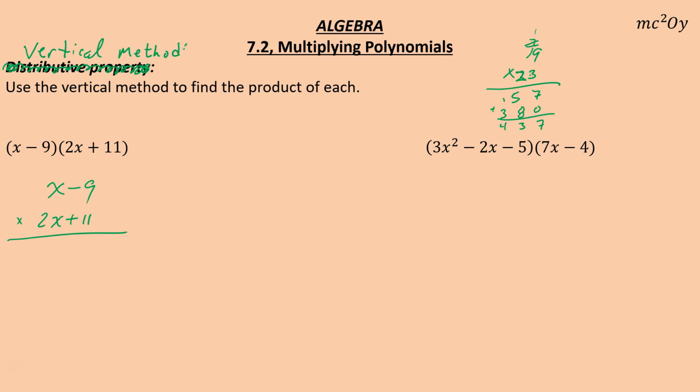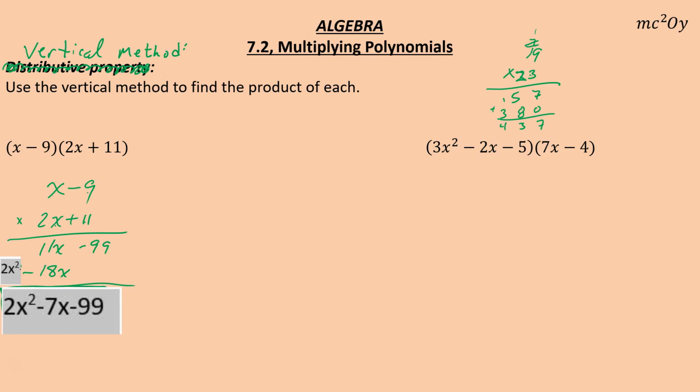Okay, and so now I'm going to go 11 times negative 9. That is negative 99. And then 11 times x. That is 11x. And then 2x times negative 9, well, that's negative 18x. And notice I automatically have my place value holder because I'm stacking my like terms. And 2x times x is 2x to the third. Add them up, I get 2x to the third, negative 7x, and negative 99. And that is the vertical method.